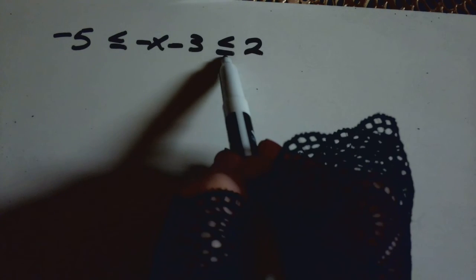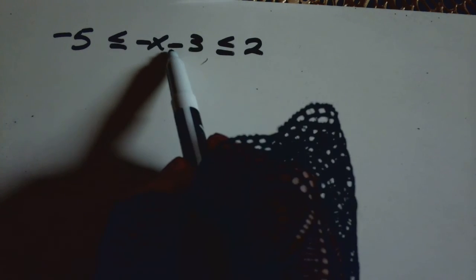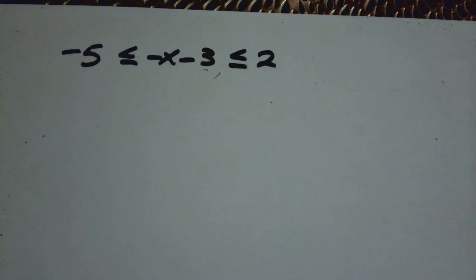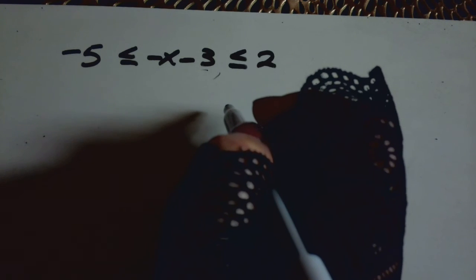So we have -5 is greater than or equal to -x minus 3, is greater than or equal to -5, is less than or equal to 2. Okay, so 2 is greater than or equal to this statement here, -x minus 3, and this is greater than or equal to -5. Okay, so you can see that again it's an and. It looks like it. You have to solve it to be absolutely sure.